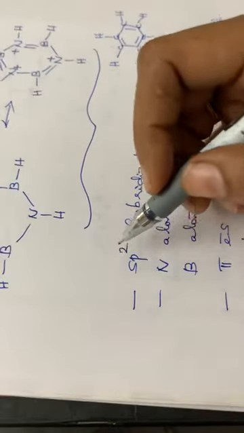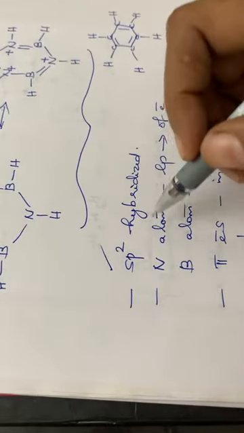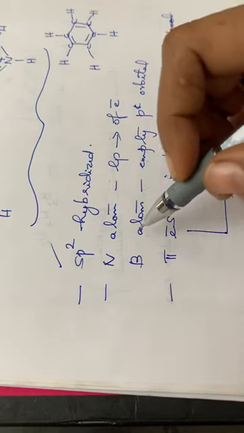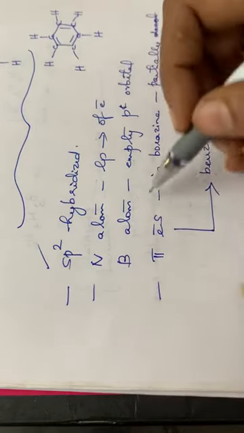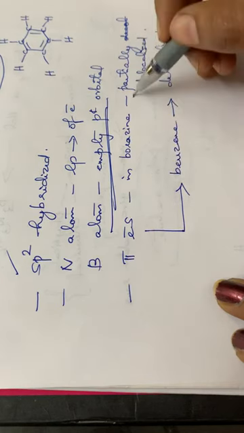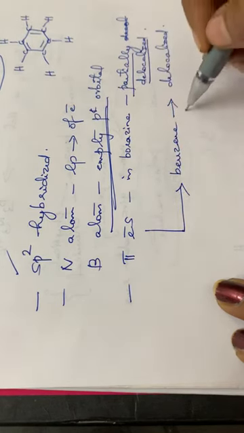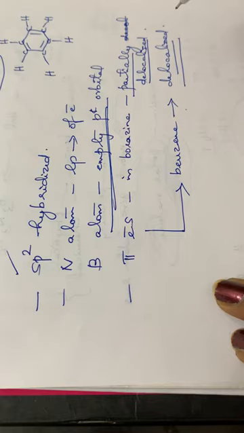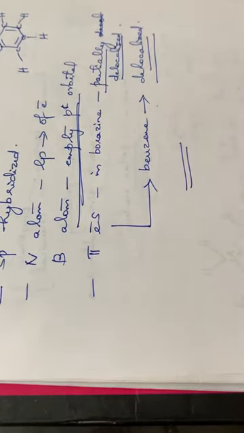So here also, these boron and nitrogen are sp2 hybridized. Nitrogen atom has got a lone pair of electrons. Boron atom has got an empty p orbital. Then pi electrons in boracene are partially delocalized, while pi electrons in benzene are delocalized completely. So this is about boracene.